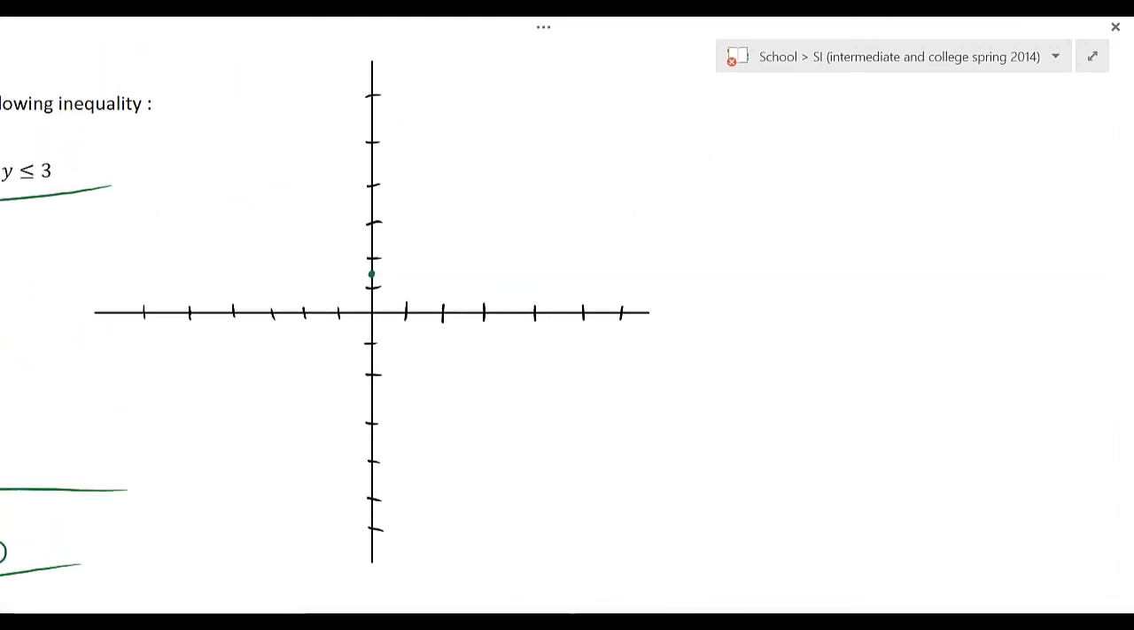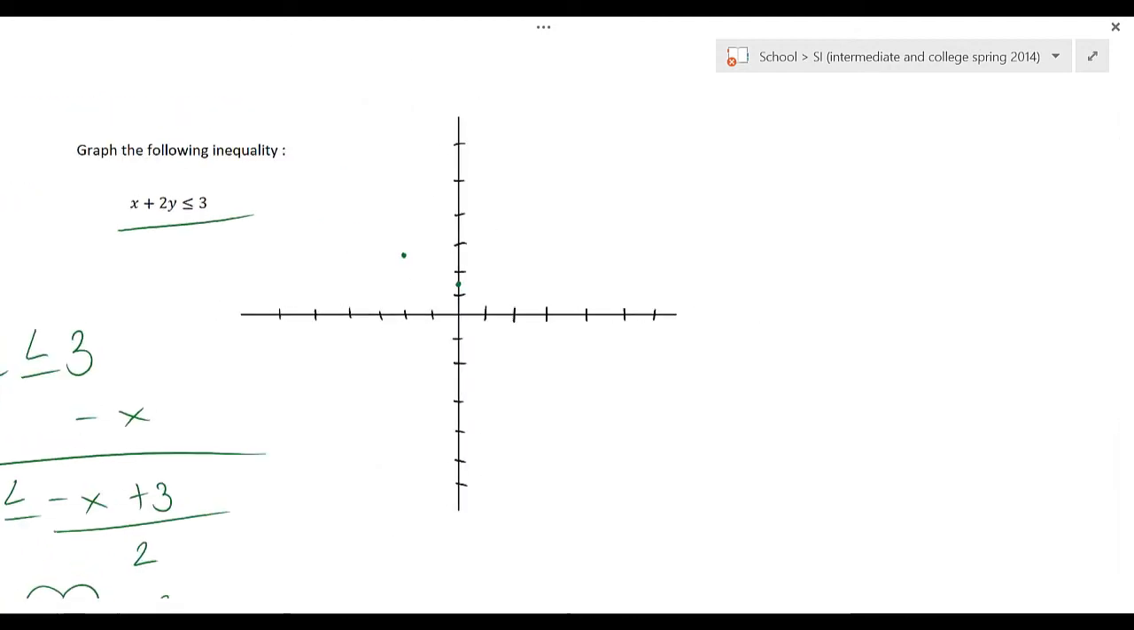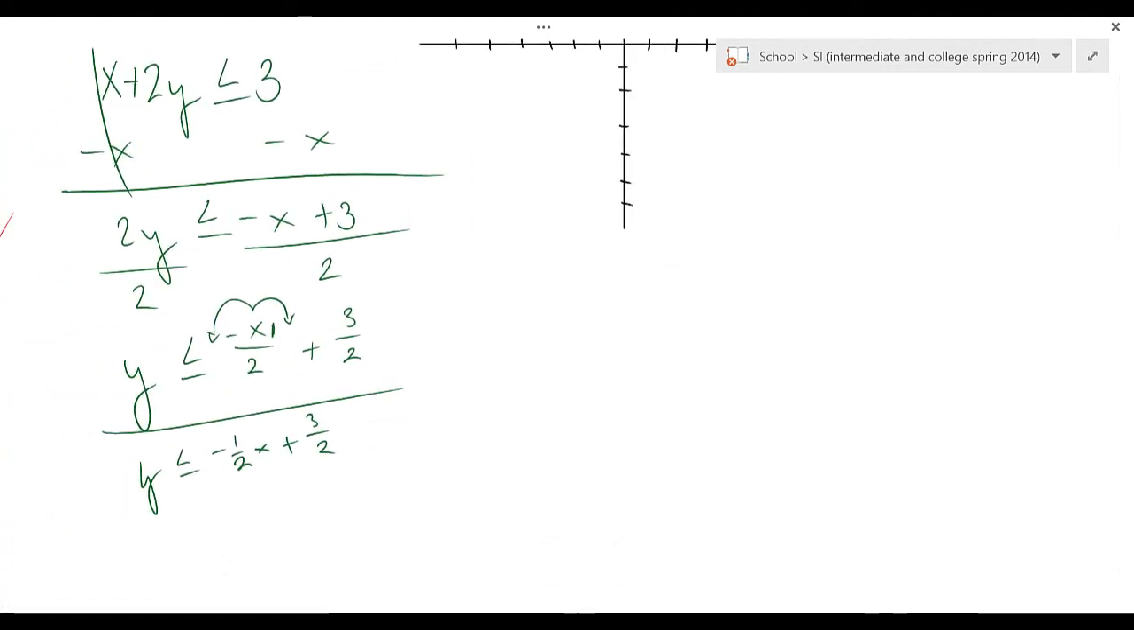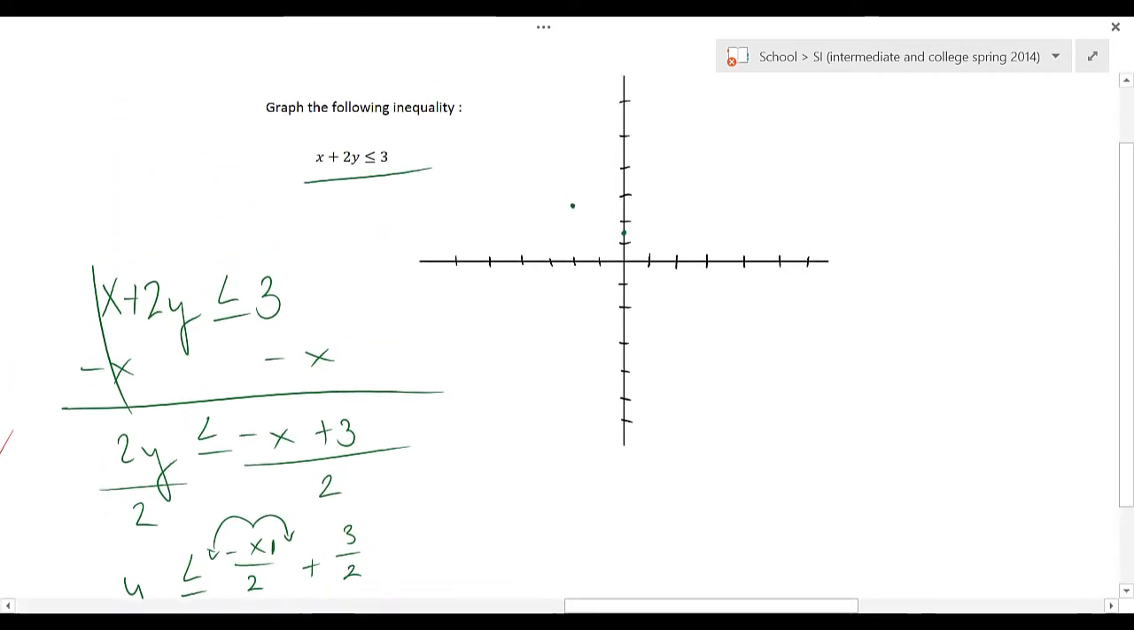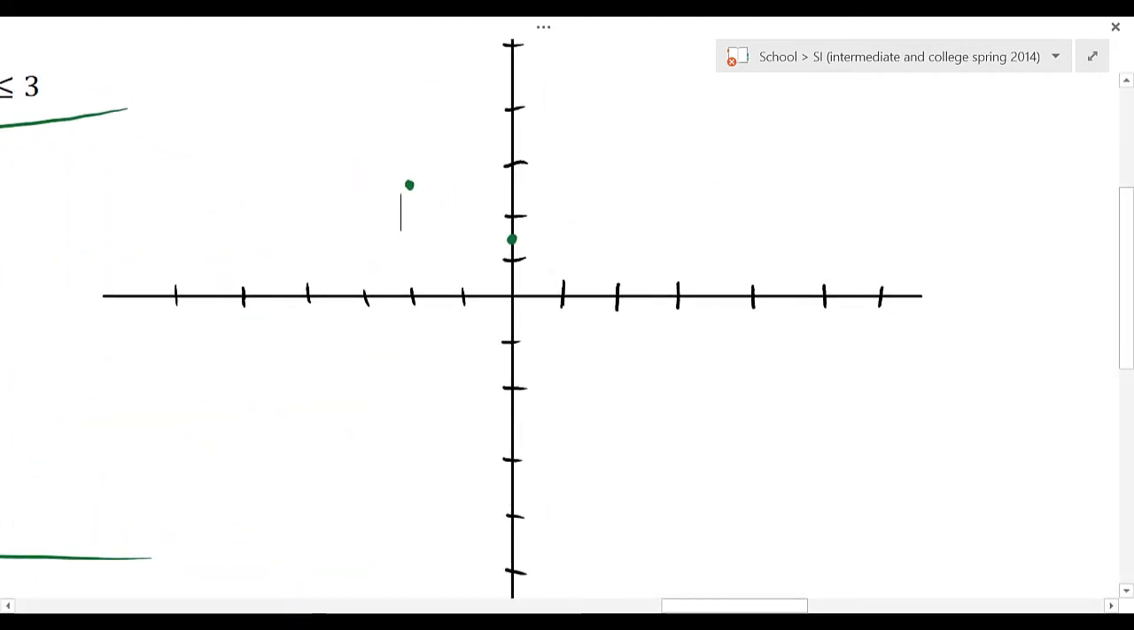So let's do our rise over run. I'm going to rise 1 and go over to the left 2. 1, 2. Okay, that's about where my line should be. Now I have to decide. Is it a solid or a dotted line? Well, because it's equal to, like we said before, it's going to be a solid line. So let's go ahead and draw our solid line.